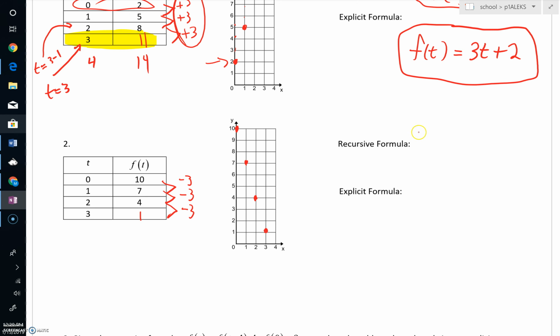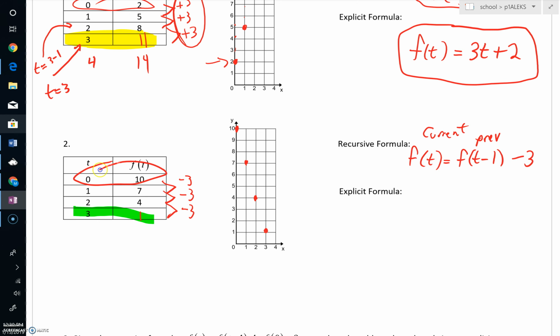And now what? Well, for our recursive formula, we're always going to say f of t is equal to f of t minus 1. This is your current term. This is your previous term. But look, even when we got this last statement right here, a lot of times kids will say subtract 3, but we have to throw in that we're subtracting 3 from the term previous to what we're looking at. We're always going backwards, so this is what we'll have.